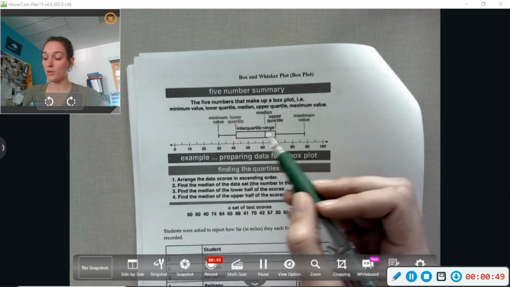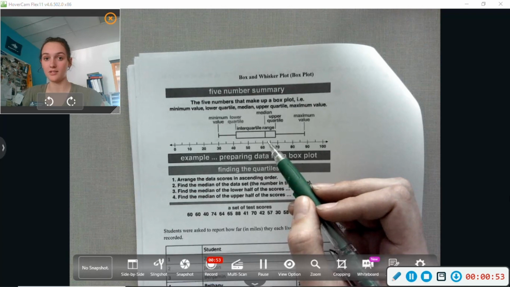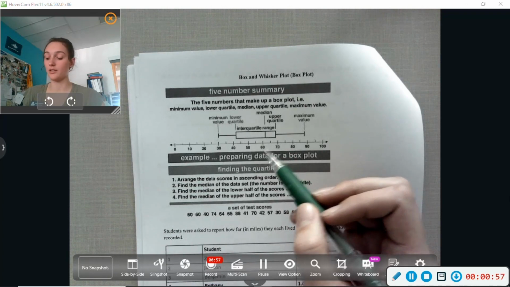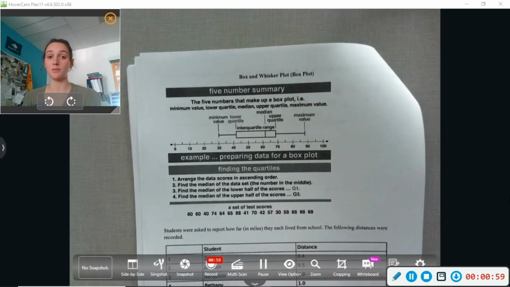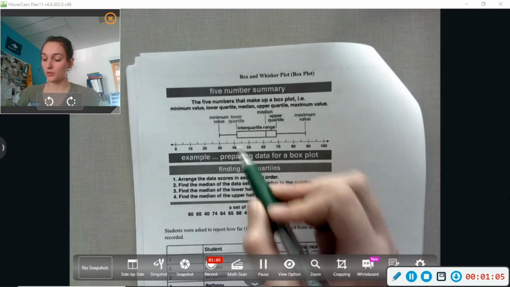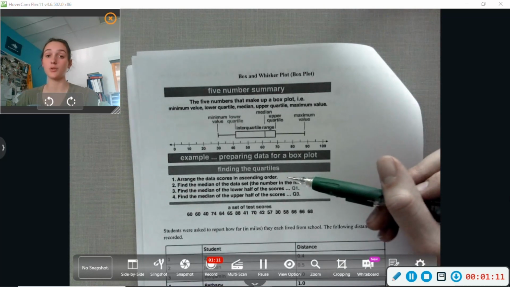If you remember our interquartile range, I talked about this a little bit in the central tendency video, but our interquartile range is going to be the range of the middle 50% of the data. And so we can find that by doing Q3, which is our upper quartile, minus Q1, which is our lower quartile.